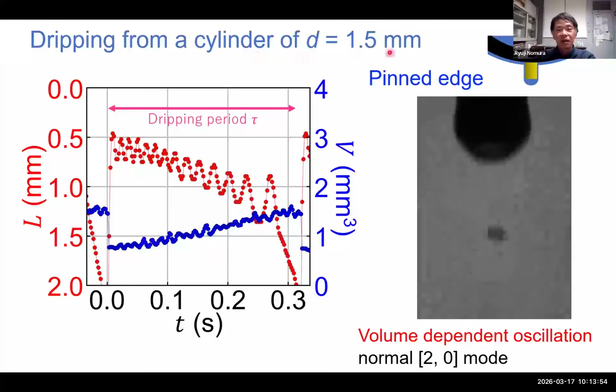But for the pinned edge case, using the narrow cylinder of 1.5 millimeters, as I said, the edge was pinned. For this case, it oscillates in a short period when the volume is small, and as the volume increases, this period becomes longer. So in this pinned case, it has a volume-dependent oscillation, similar to the oscillation of a water droplet. So I call this the normal 2-0 mode. And from this oscillation, I measure the oscillation period.